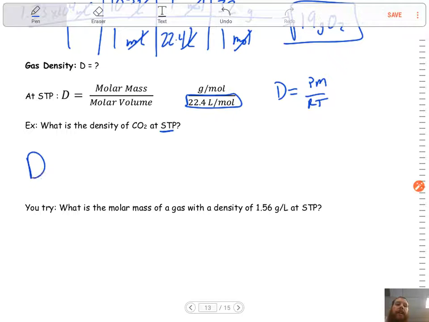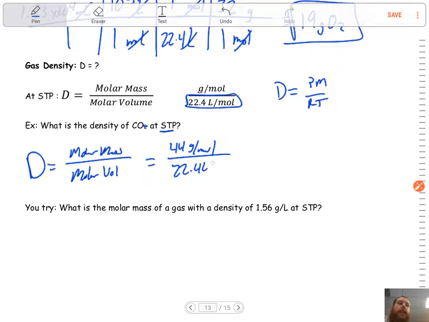So here we go. D equals molar mass over molar volume because I'm at STP. If I wasn't at STP, I'd have to use D equals PM over RT. But since I'm at STP, I can just do this. So CO2, molar mass when you add 2 oxygens together plus 1 carbon is about 44 grams per mole. And then my molar volume is 22.4 liters per mole.